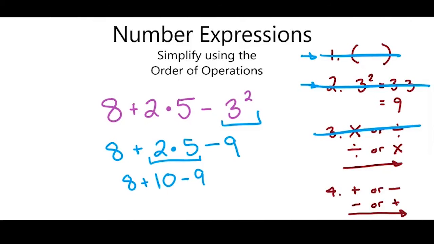So whichever I come in contact with first, addition or subtraction, is what I do first. So here I run into addition first. So I will do 8 plus 10. So 8 plus 10 is 18. I'll bring down that minus 9. So now I do 18 minus 9, and 18 minus 9 is 9. So the value of this number expression is 9. And that is how you simplify number expressions using the order of operations.